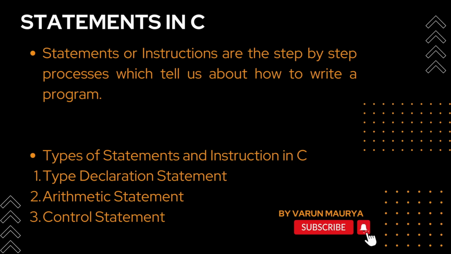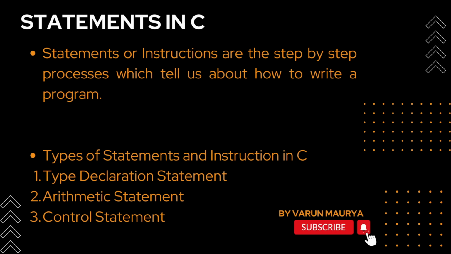Now our next topic is statements or instructions in C. Statements or instructions are the step-by-step process which tells us how to write a program. Every program is built with predefined instructions using predefined statements, so you can't skip any statement while programming in C. In C programming we have 3 types of instructions: type declaration statement, arithmetic statement, and control statement. These all work according to their names.